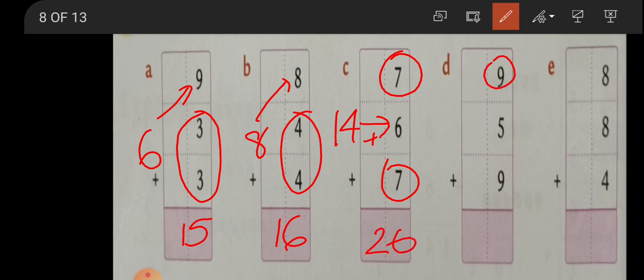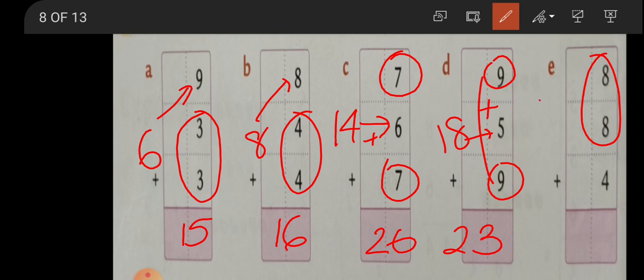Here also again 9 plus 9. So 9 plus 9 will give you 18. This 18 you add up with 5. So 18 in mind and 5 fingers up. After 18: 19, 20, 21, 22, 23. You get 23.